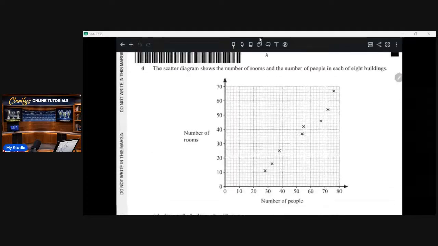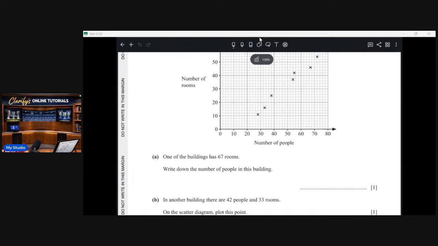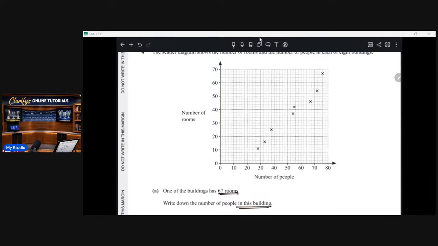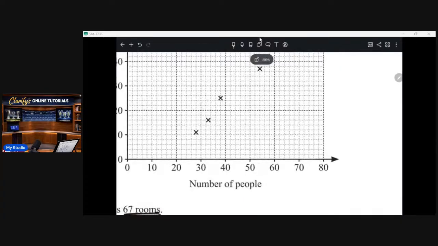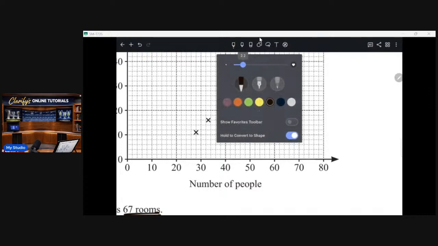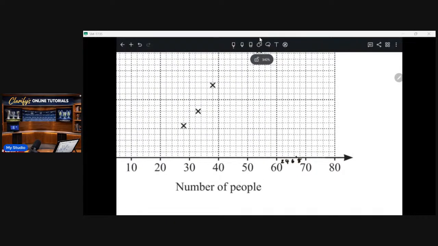Now we move on. Here is the next question. The scatter diagram. Write down the number of people in this building. One of the buildings has 67 rooms. Then now they want the number of people in it. So we want to see when we go to 67, because this is 60, and this is 62, 64, 66, 68. So 67 is between 66 and 68 here. So they want you to then tell them the number of people.